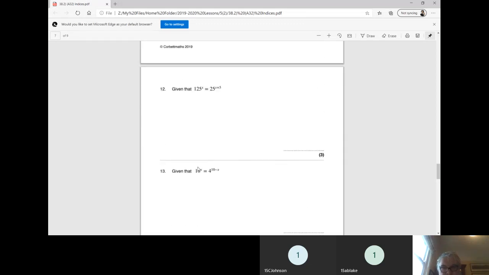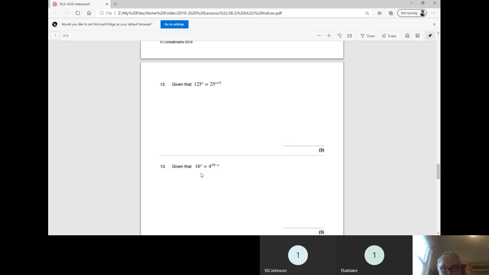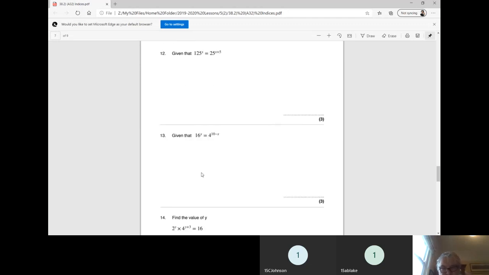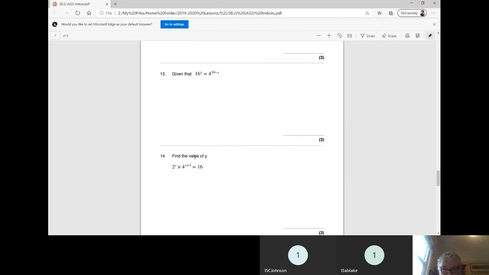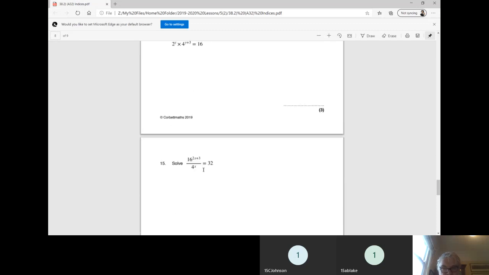And then I think 11 and 12 is really what we've just been looking at. And 13 is similar. So give 13 a go, because that's very similar to 12. And 14 is similar. You're just going to have a base number here consistently of 2. So replace the 4 with 2 squared. Replace the 16 with 2 to the power of 4. 15 will be the same idea.